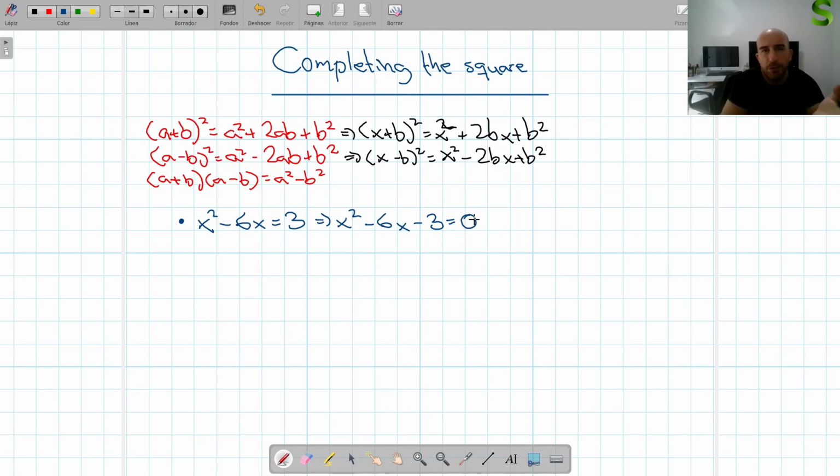We could of course solve it with the famous quadratic equation, minus b plus or minus the square root of b squared minus 4ac, divided by 2a. But this is another method, and it's sometimes more useful. And then again, as we said, we can use it in complex numbers and in inequalities.